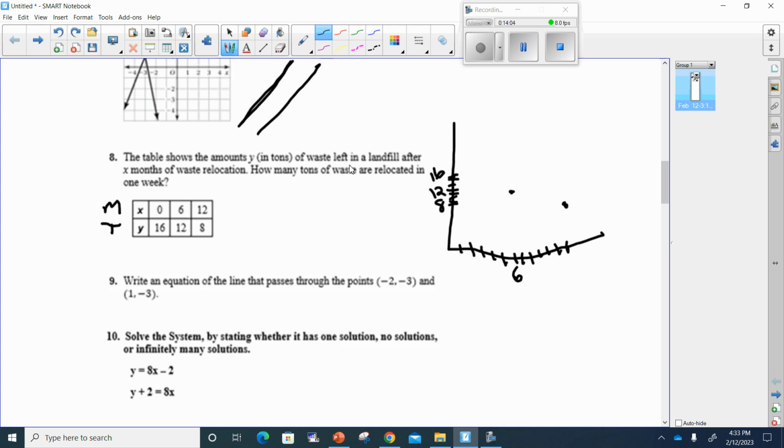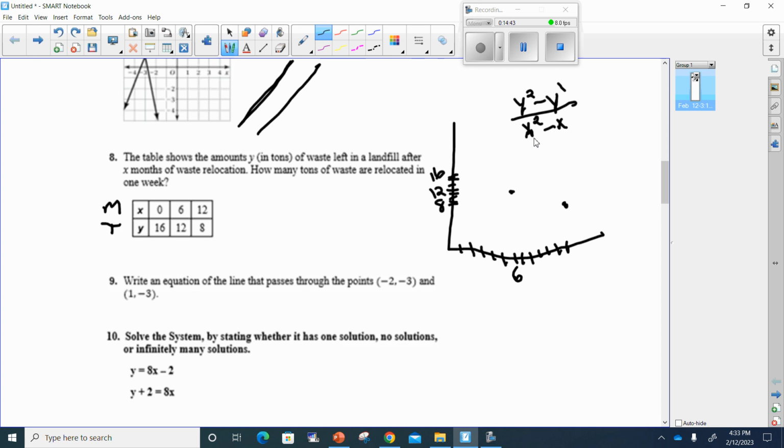Okay. How many tons of waste are relocated in 1 week? So we're going to have to take the tons first and divide it by, let's see, we had 4 tons we're dropping in 1 month. Okay, so we need to figure out how much we drop in 1 month. This is really easy. We're going to take the y2 minus y1 over x2 minus x1 to find out what our slope is.